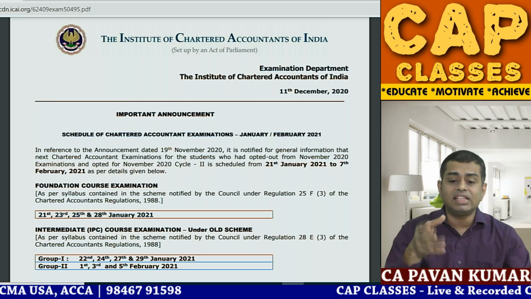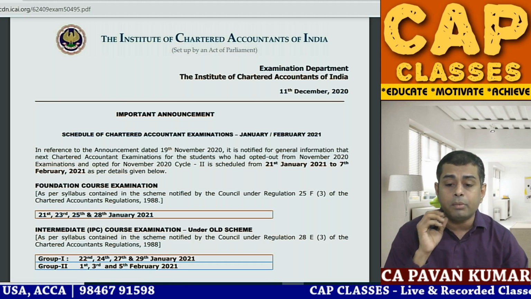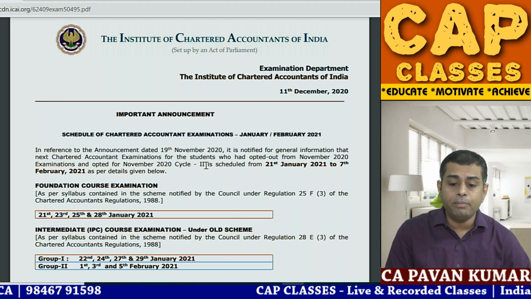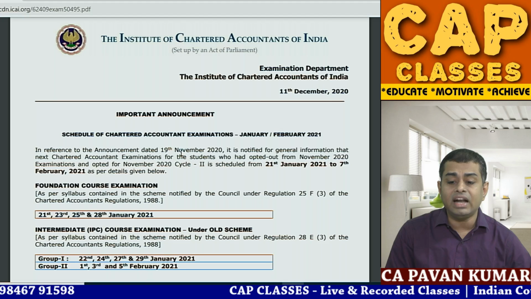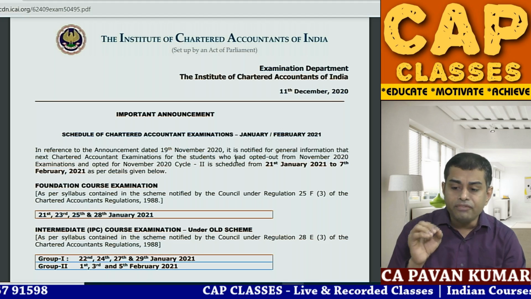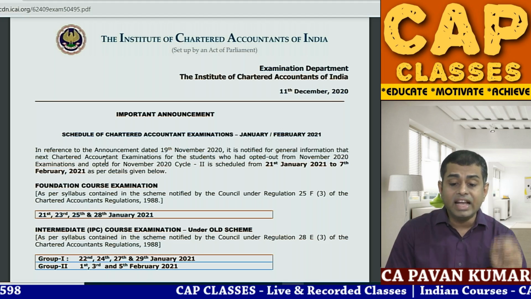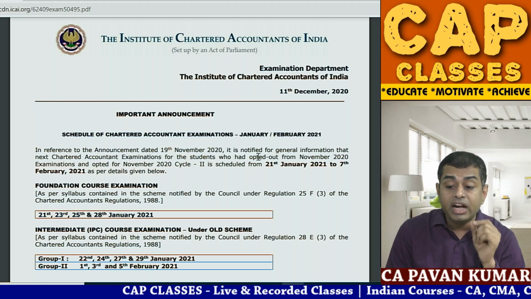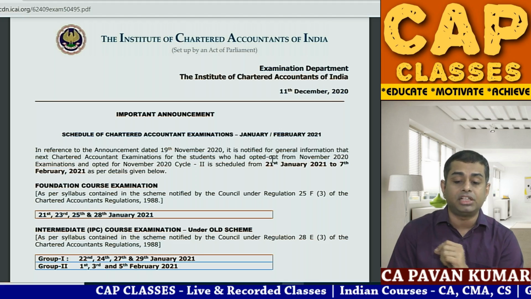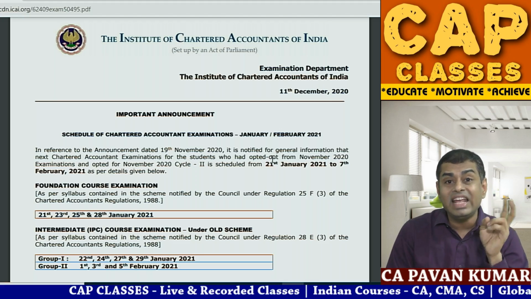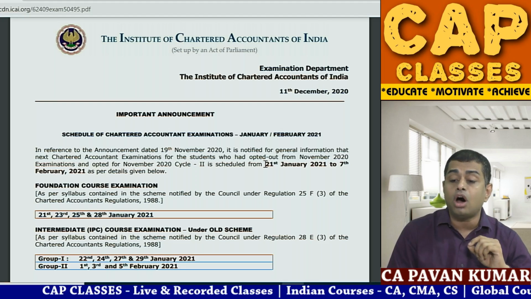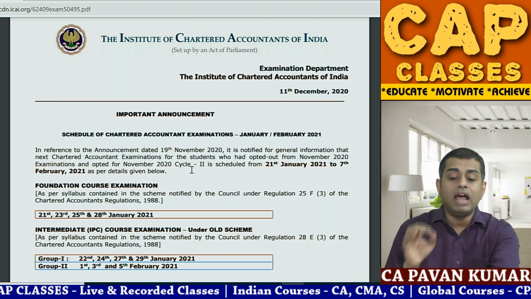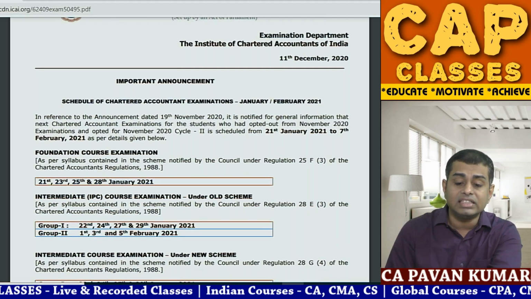So first, let us see this important announcement by ICAI. Schedule of CA examinations Jan-Feb 2021. In reference to the announcement dated 19th November, it is notified for general information that the next Chartered Accountant examinations for the students who have opted out from the November 20 examinations and opted for Cycle 2, which is to be scheduled from 21st Jan to 7th Feb, are as given below.